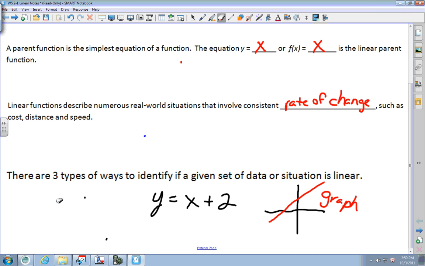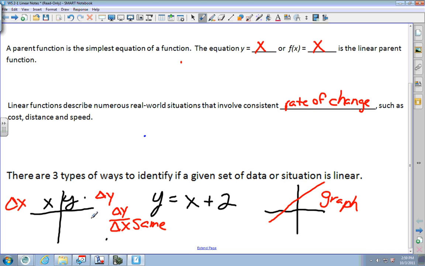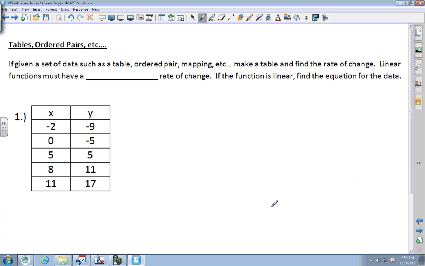The other way is through a table. When you go through a table, if you do delta y divided by delta x, and you find that delta y divided by delta x is the same, then that means it's linear. So these are the three different ways that we can find out if the data is linear, for example, table, ordered pairs, etc.